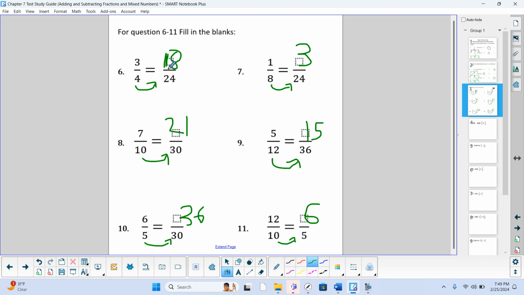3/4 is the same as 18/24. 1/8 is the same as 3/24. 7/10 is the same as 21/30. 5/12 is the same as 15/36. 6/5 is the same as 36/30, and 12/10 is the same as 6/5. All right, continuing.